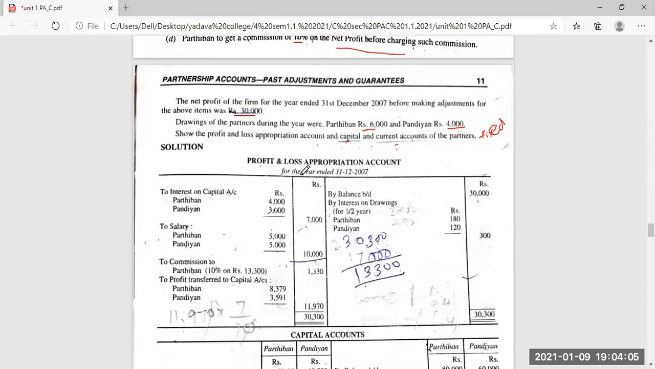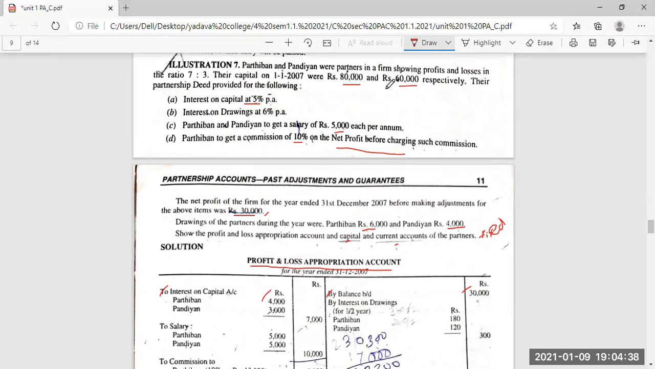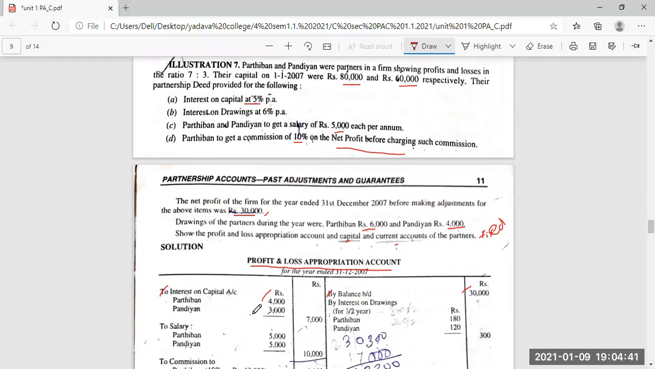Before that, let's move on to the profit and loss appropriation account as on 31st December 2007. As usual, they have given the net profit as 30,000. So by balance brought down 30,000. There is no change. Then interest on capital: they have given 80,000 and 60,000 as capital, and the rate is 5%. So 80,000 into 5% gives 4,000 as Parthiban's interest on capital. 60,000 at 5% means 3,000 is Pandian's interest on capital.